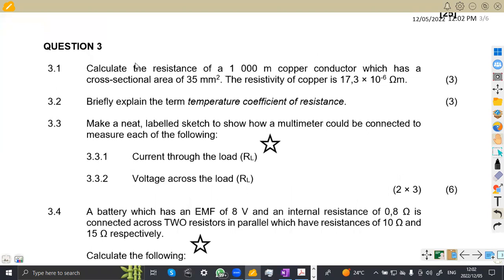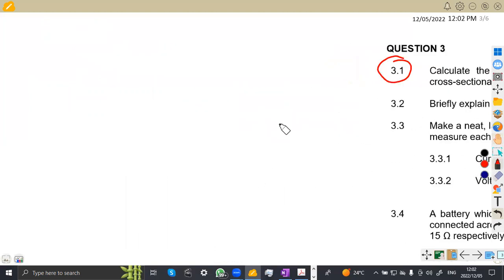So the first part of question number 3, that is 3.1, we are given here to calculate the resistance of a 1000 meter copper conductor, which has a cross-sectional area of 35 square millimeters, the resistivity of copper being 17.3 times 10 to the power of minus 6 ohm meter. All right, so here you just need to take our values properly. So this is 3.1. Remember that the resistance is given by rho L over the area, which is the resistivity times the length divided by the cross-sectional area.